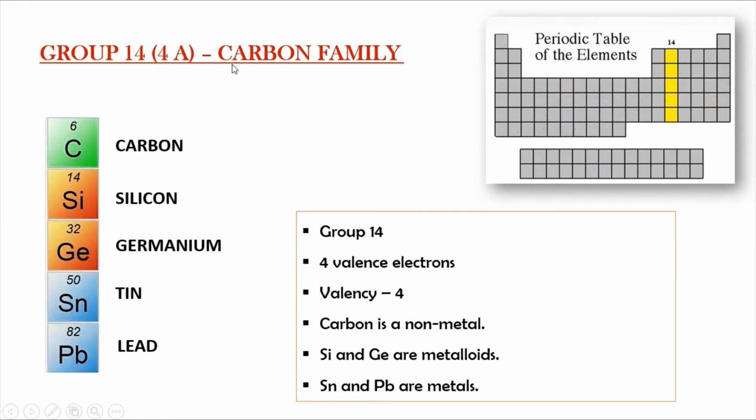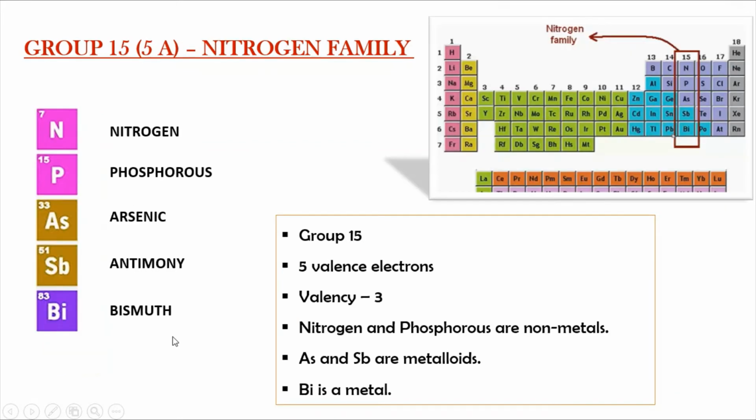Group 14, carbon family. Elements in carbon family include carbon, silicon, germanium, tin and lead. There are 4 valence electrons and valency equal to 4 because 4 electrons are required to complete the octet. Carbon is a non-metal, silicon and germanium are metalloids, tin and lead are metals.